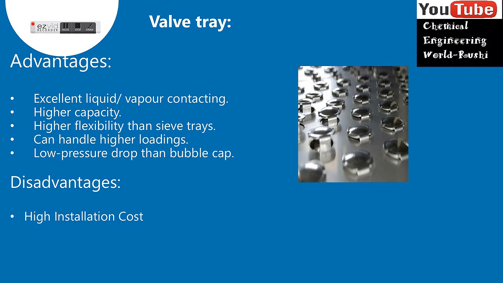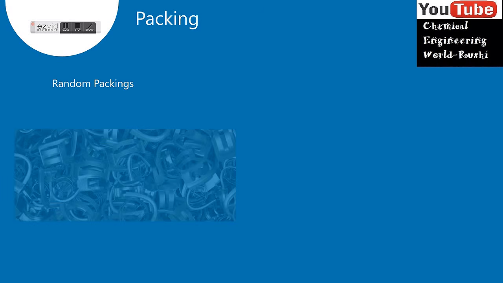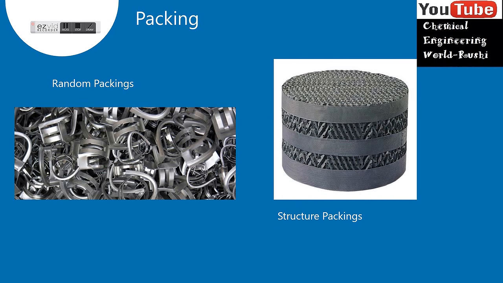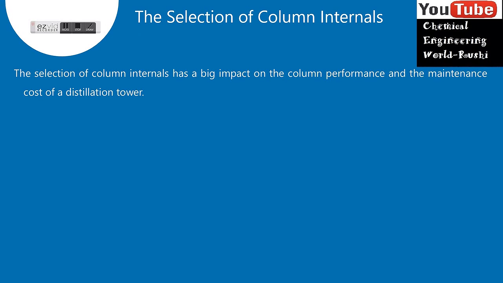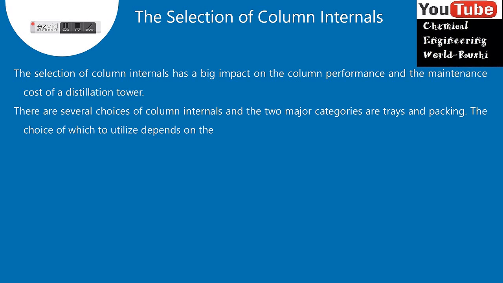Disadvantages: high installation cost. Packing: random packings, structured packings. The selection of column internals has a big impact on the column performance and the maintenance cost of a distillation tower. There are several choices of column internals and the two major categories are trays and packing.